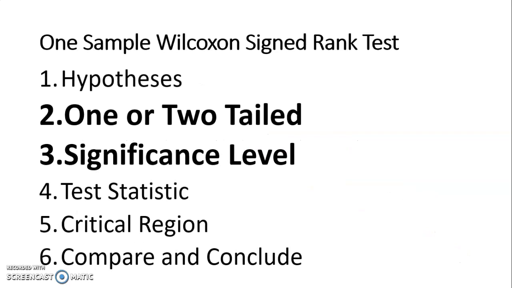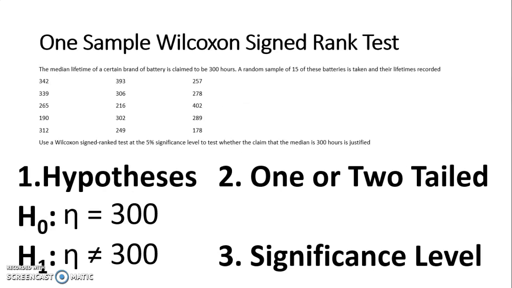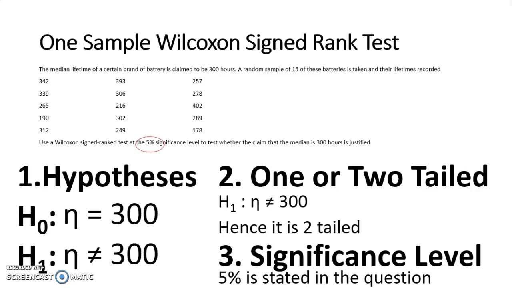Next, I need to decide if it's one or two-tailed and the significance level. Whilst writing this down won't necessarily pick you up any marks, it will help you later on in the question. So, looking at our H1, we have eta is not equal to 300 hours. That makes this a two-tailed test. The significance level is stated in the question as 5%, and remember, if it doesn't state it, you should be using 5% anyway.